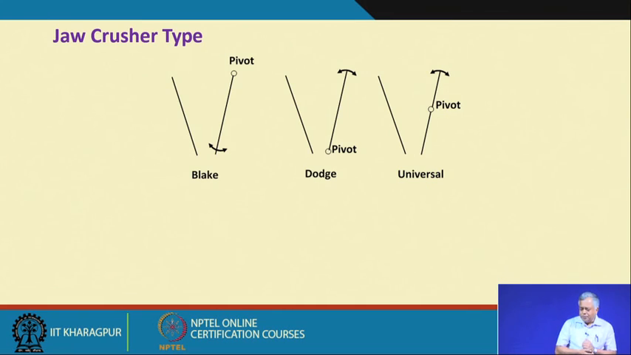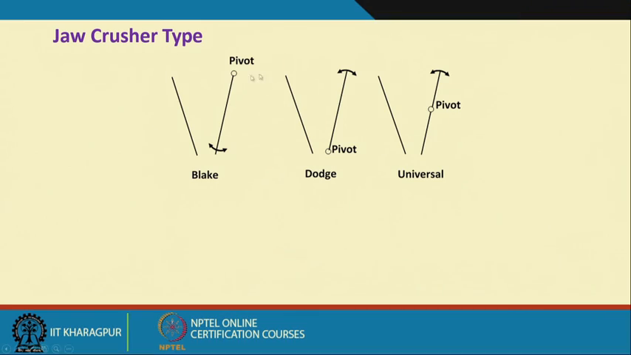So, jaw crusher types. Depending on how the movable jaw is pivoted, it can be pivoted at the top. When it is pivoted at the top and it swings like this, how much it will go is called the throw, and at what frequency it will move is called the speed of the moving jaw. So, this is called a Blake type of jaw crusher.